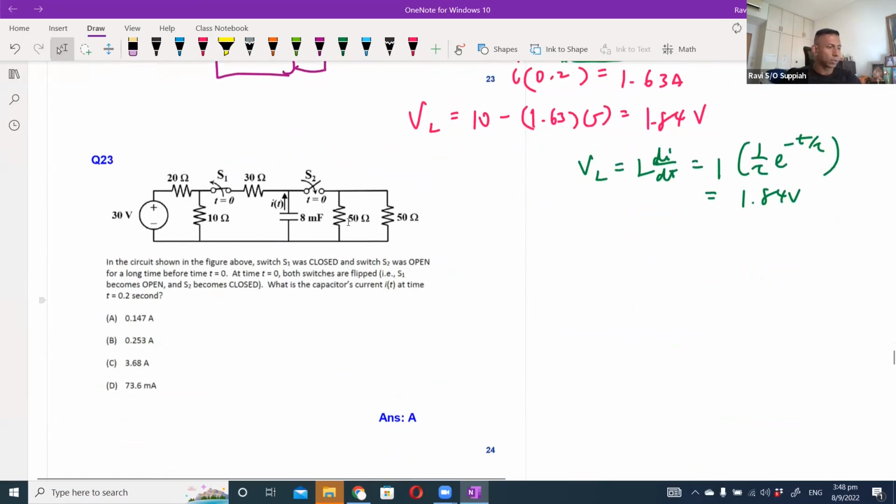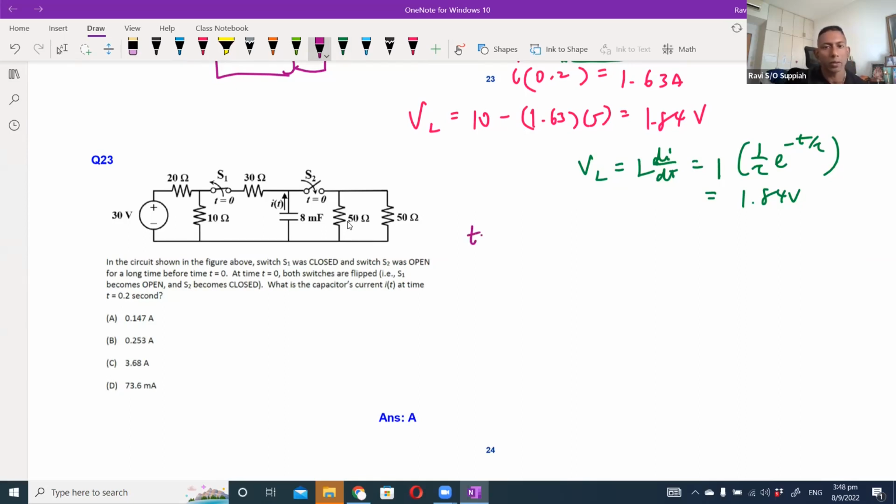Okay, let's move on to the next one, question 23. We have this circuit where at time t equals 0, the switch is flipped, and they want to find the capacitor current at time t equals 0.2 seconds. So let's see what's happening.